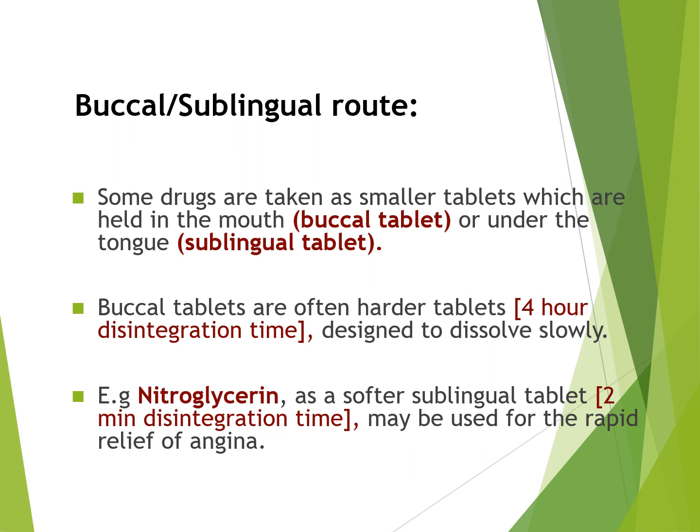So nitroglycerin, again, is a softer sublingual tablet. It takes about 2 minutes or less to disintegrate underneath the tongue, and may be used for rapid relief of angina. Hence why it's given sublingual, a rapid route, 2 minutes with that chest pain.